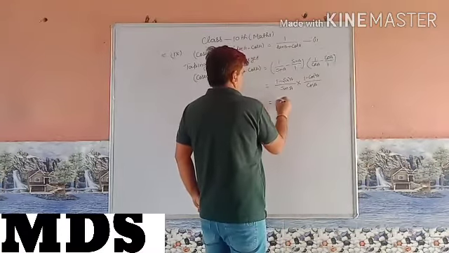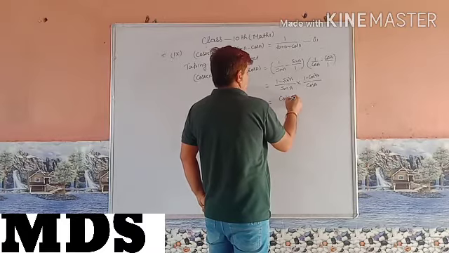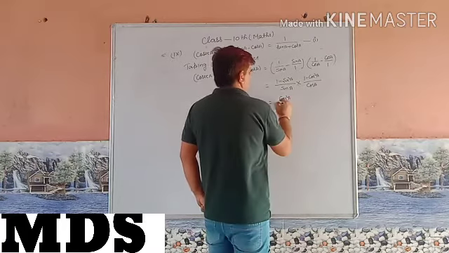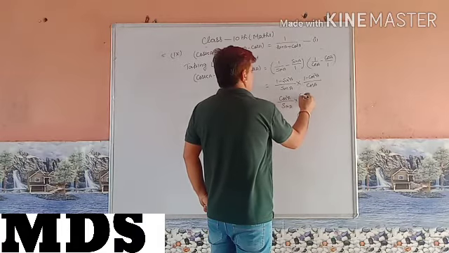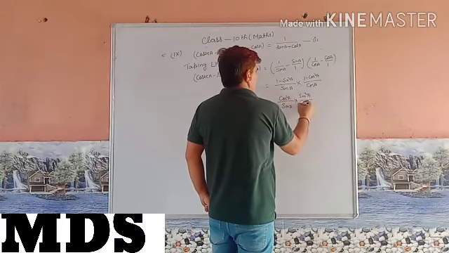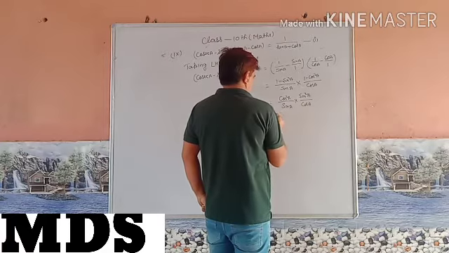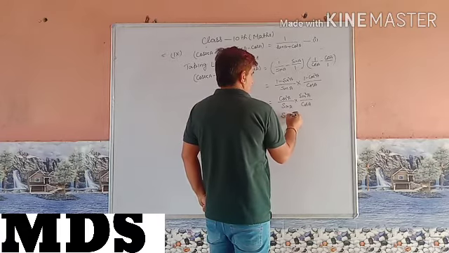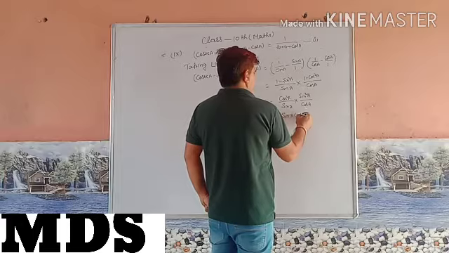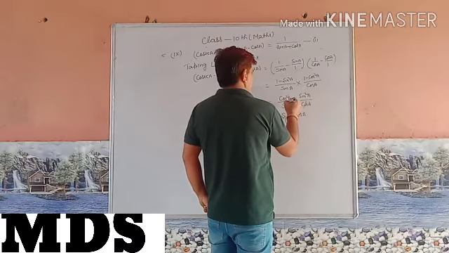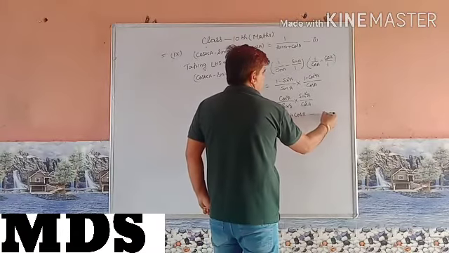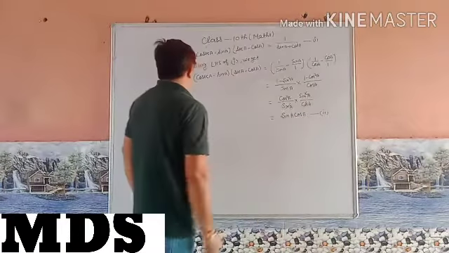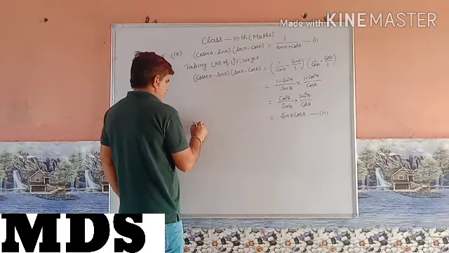1 minus sine square A is cos square A by sine of A, into sine square A by cos of A. If you can solve this, this is sin A into cos A. This cancels this, this cancels this. Let this be the simplified form.